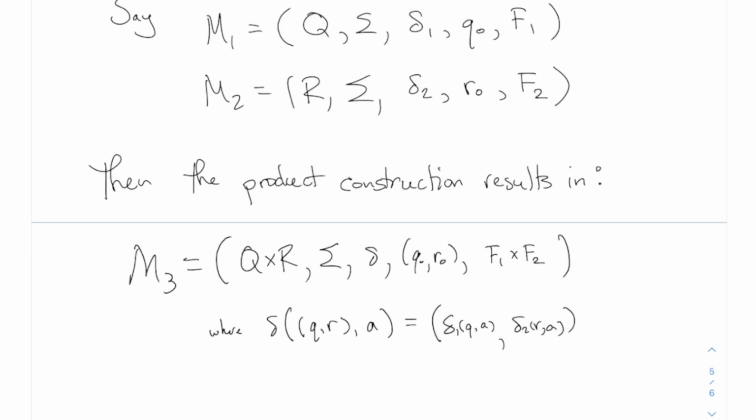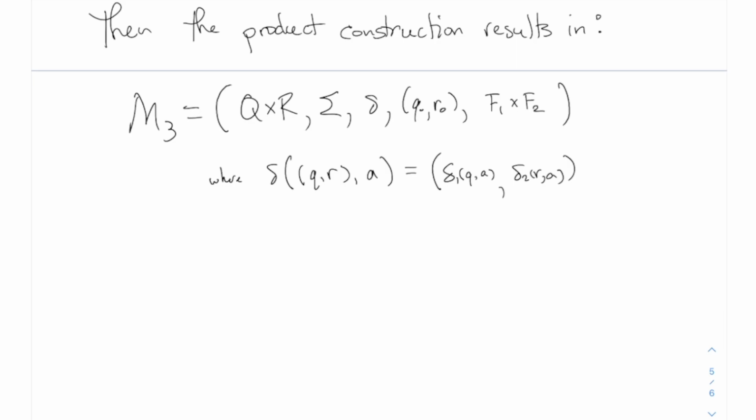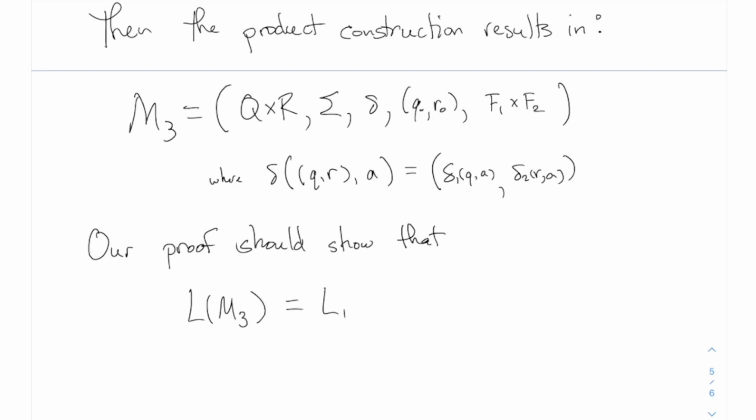And our proof, we're trying to prove that this is correct. So our proof should show that the whole point of this, remember, is that the language of the product machine is the intersection of the other two languages. So our proof should show that the language of M3 is the intersection, language of M1 intersect language of M2. That's the whole point of the product construction. The reason we're doing this is that the language of the big machine is supposed to be the intersection of the other two languages.